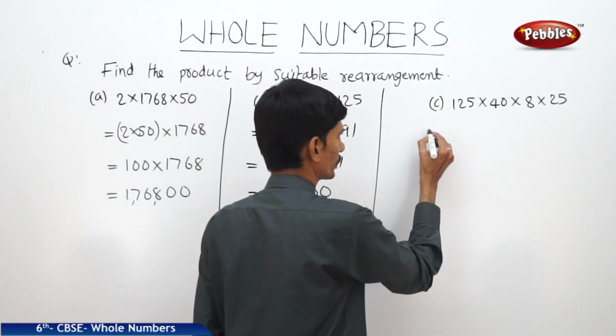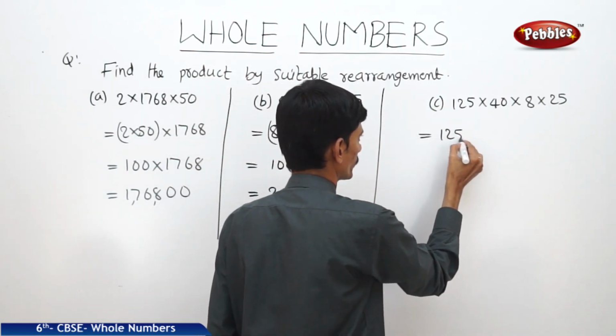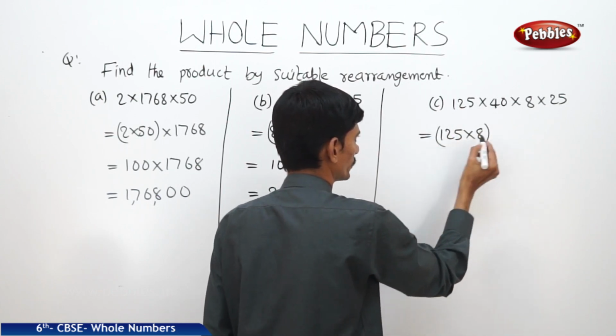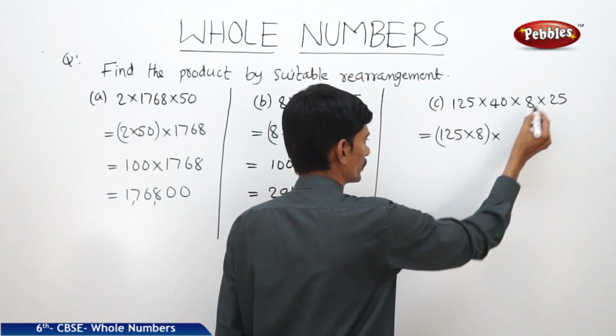So here also we can group 125 and 8 together. So 125 into 8 into 40 into 25.